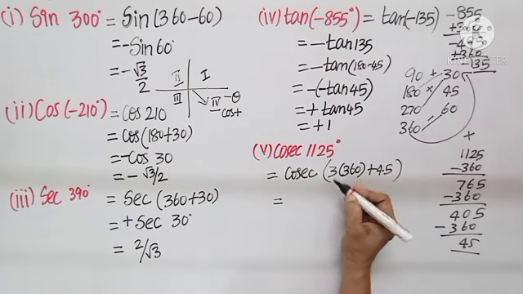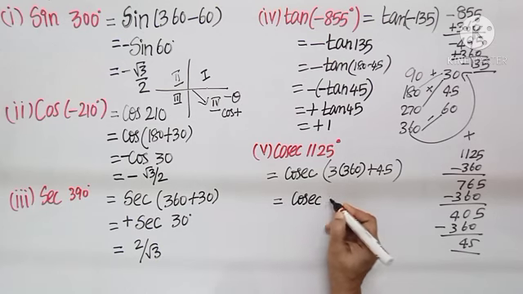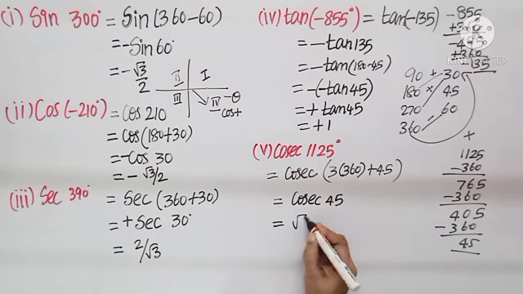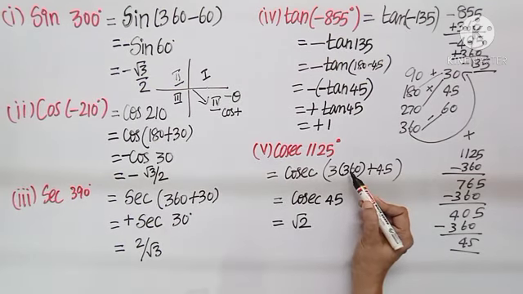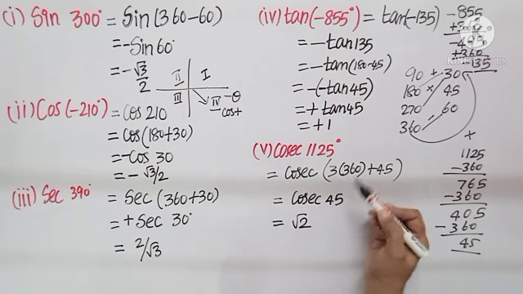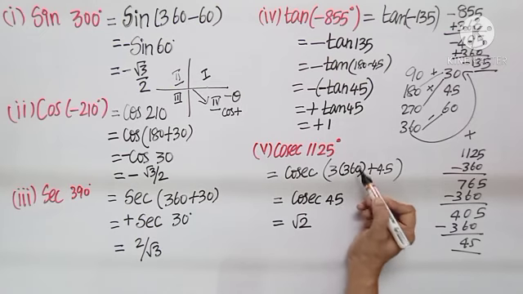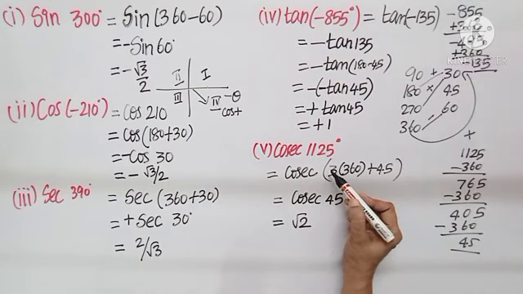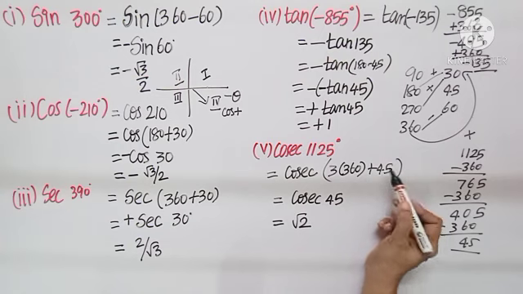How many times 360 comes? Always ignore. I have only 45 left. What is cosecant 45? Sine 45 is 1 by root 2. Cosecant 45 will be root 2 and that is the answer. 360 whenever it comes 1 time, 2 times, 3 times, any number of times, you can forget it and write the remaining because it tells me how many rounds we make. So always remember 360 plus something means ignore 360. Only that angle I have to write.